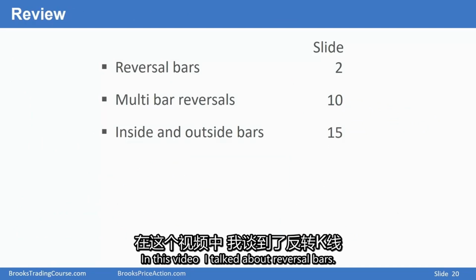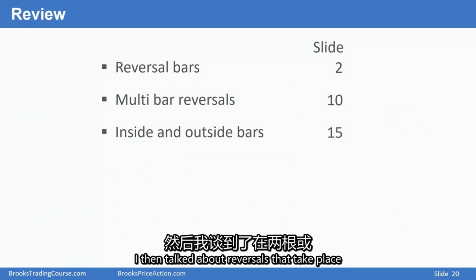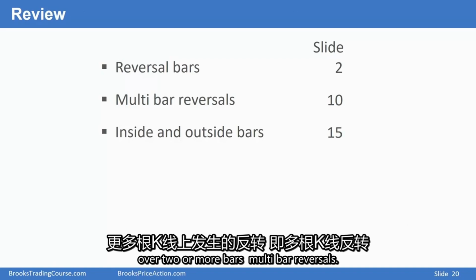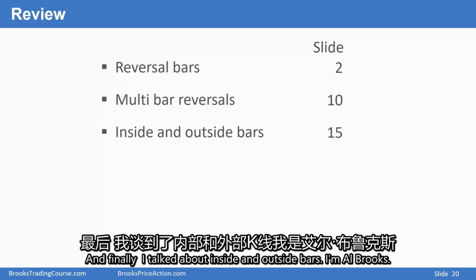In this video, I talked about reversal bars. I then talked about reversals that take place over 2 or more bars, multi-bar reversals. And finally, I talked about inside and outside bars.